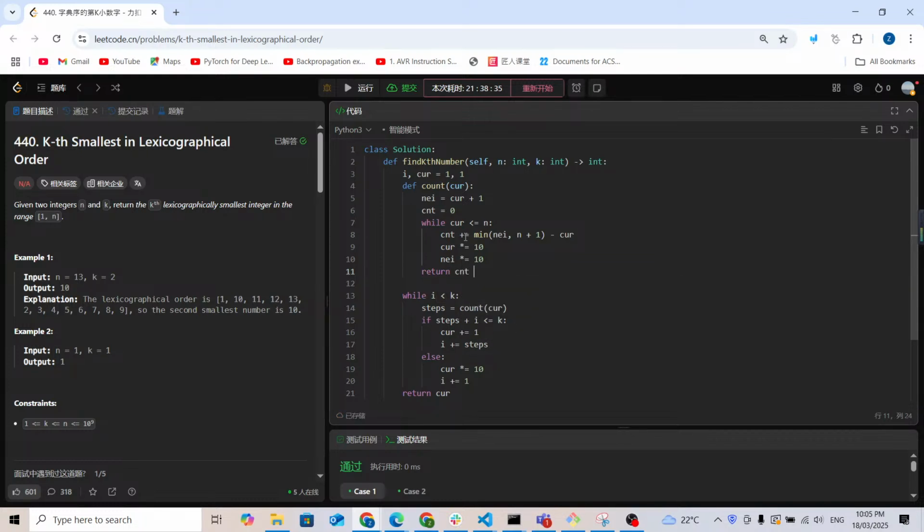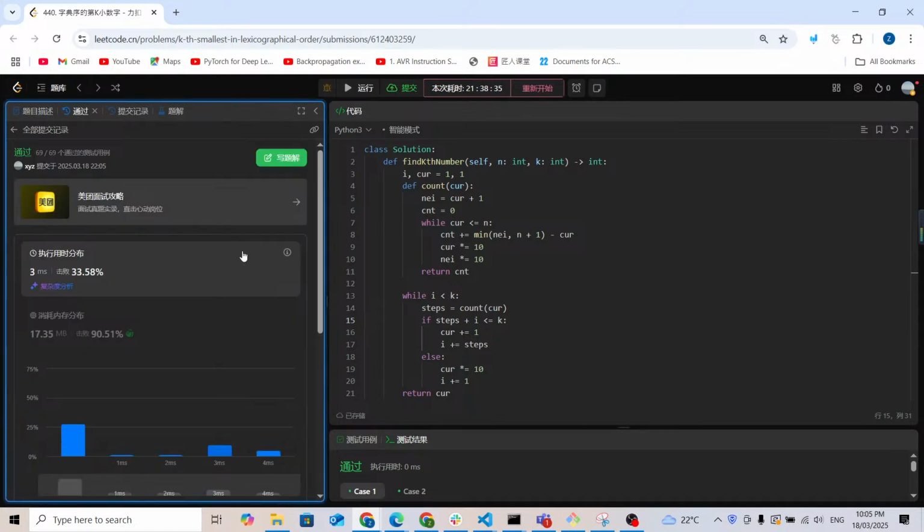So this is the entire solution. As you can see, there's not so much coding, but it's a little bit difficult to understand. As you can see, it works. Now let me submit it to check if it can pass. As you can see, it passed and it's pretty fast.